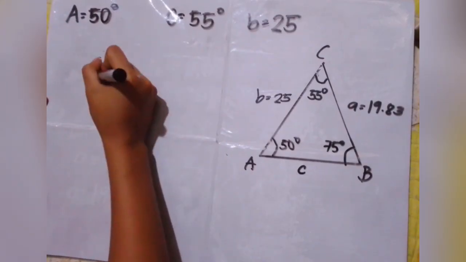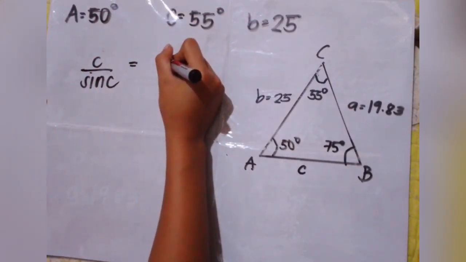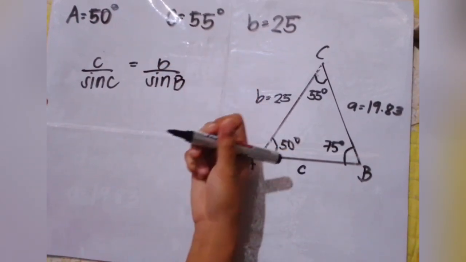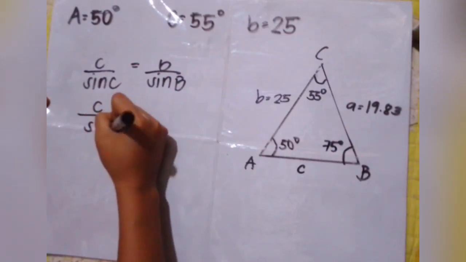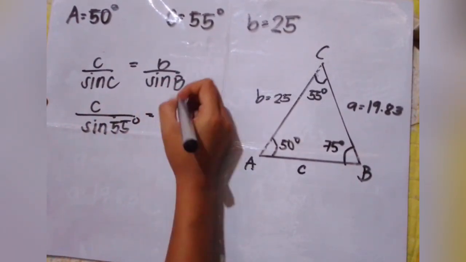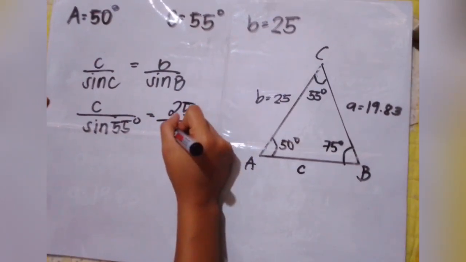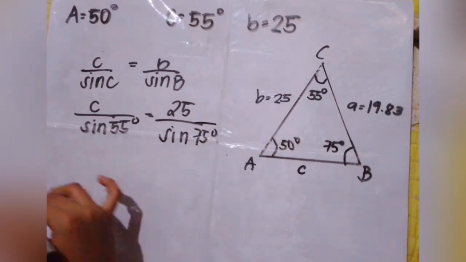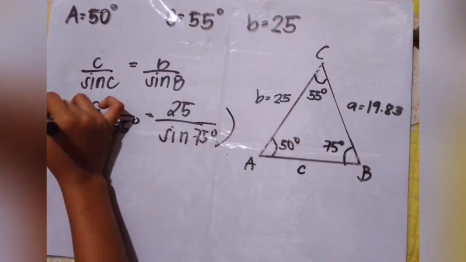Then, we will find the side C. C over sine C is equal to B over sine B. Then we substitute the given values. C over sine 55 degrees is equal to 25 over sine 75 degrees. Then we multiply both sides by sine 55 degrees.